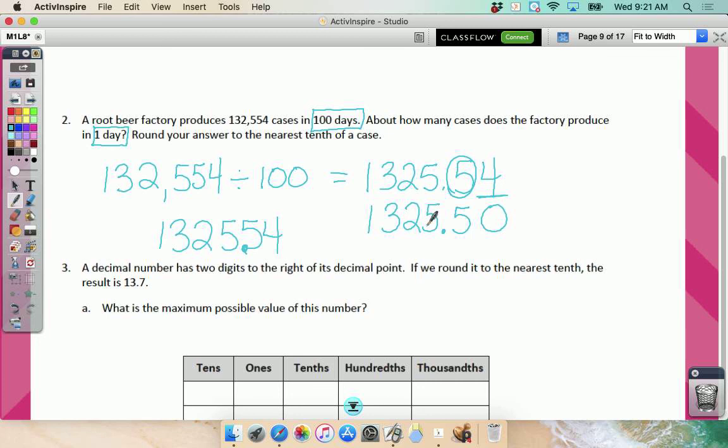So how many cases does the factory produce in one day? 1,325.5. Yeah, very good. So the factory, I'm not going to write that, but if I did, the root beer factory would produce 1,325.5, or 1,325 and 5/10, or and a half cases a day. All right? Now that's all we're going to record.